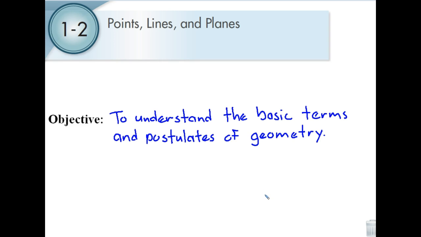Today we're going to start off with really the building blocks of what we're going to do for the entire semester, actually the entire year in geometry. In 2-1 we're going to talk about points, lines, and planes, and the objective is to understand the basic terms and postulates of geometry. Terms, as in vocabulary, the definitions, and then postulates. We'll talk more about that a little bit later, but that's really the rules of the game, kind of the rules we're playing by here. Alright, so here we go.